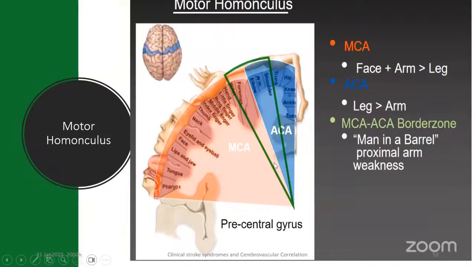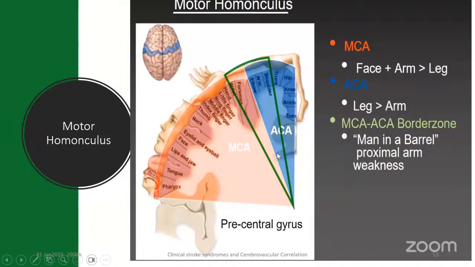Lastly, we are coming to the middle cerebral artery territory. This is the middle cerebral artery territory. If there's an infarct, what you get is a face and arm weakness much more than the leg weakness. If it is anterior cerebral artery territory, which is like this, it is leg more than the arm.